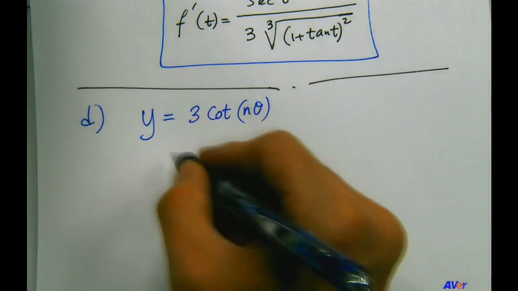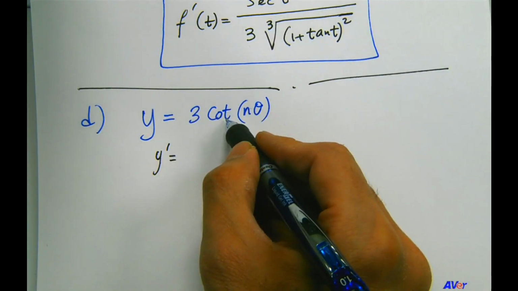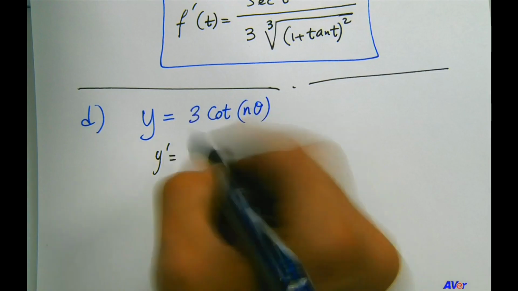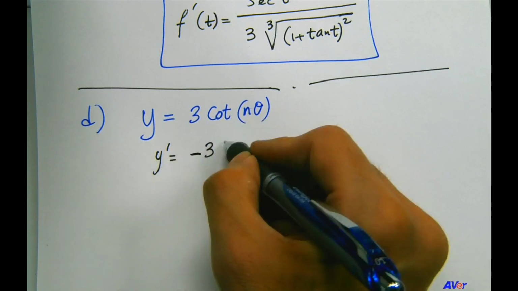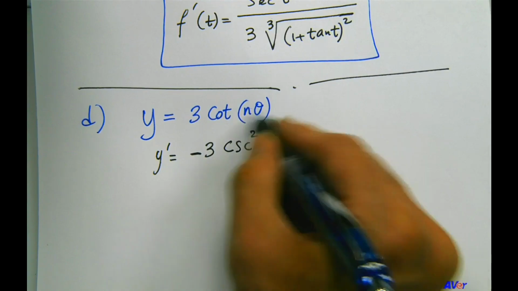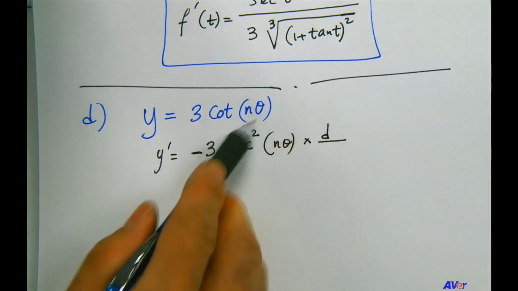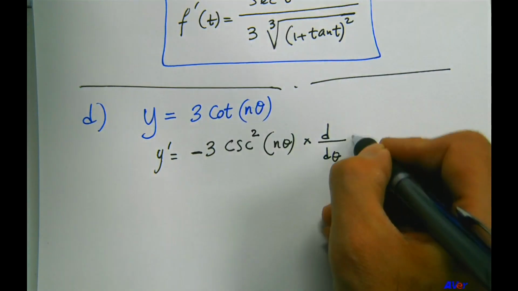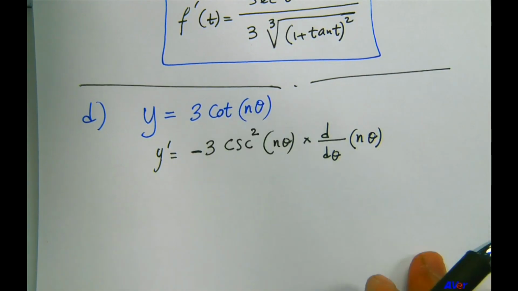From the previous section 2.4, we know that the derivative of the cotangent function is minus cosecant squared, right? So minus, and then 3 is the constant, it stays as it is, cosecant squared of that same argument, times, this time we take the derivative with respect to theta, theta being the angle. So d d theta of n theta. So we're taking the derivative of what's inside the parentheses.